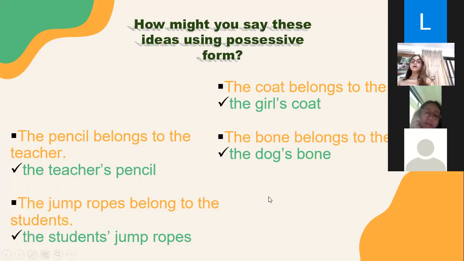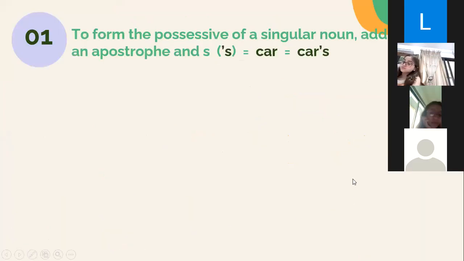It's right. Because if you notice, when we use singular nouns as owners, girl, dog, teacher, we added apostrophe then s. But when we had a plural noun, we added s then apostrophe. Why? Because there are certain rules that I have to follow to form that possessive. First, let's explain the rule for the singular nouns. What do we do if we have singular nouns?